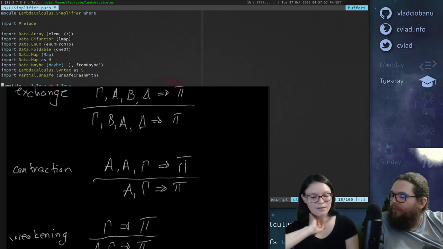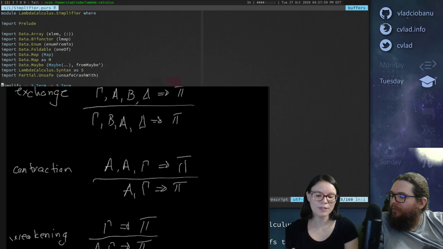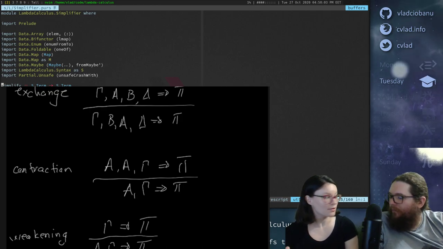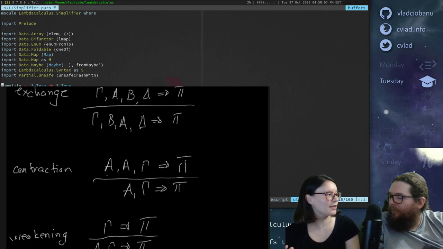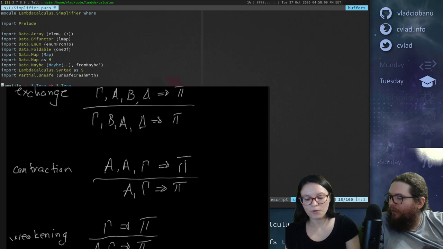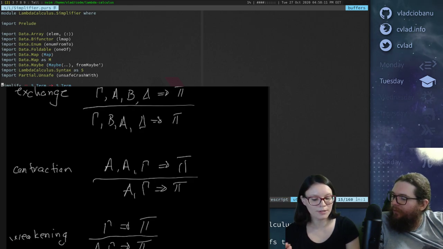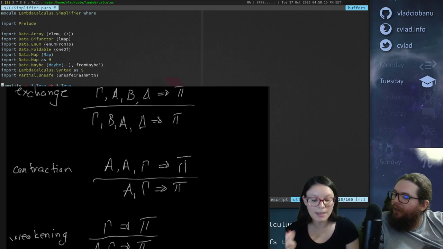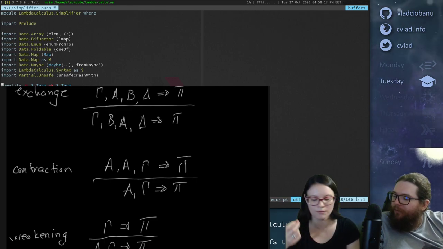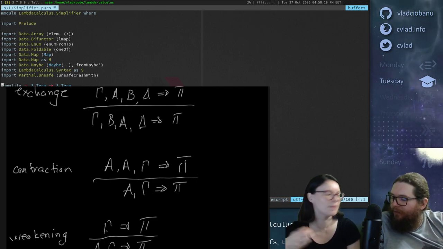So okay, let's go. The idea is you read them as rules from top to bottom. For contraction, if I have two instances of A, I can drop one. For weakening, if I manage to prove the sequent from gamma implies pi, then I will be able to prove the sequent A, gamma implies pi.